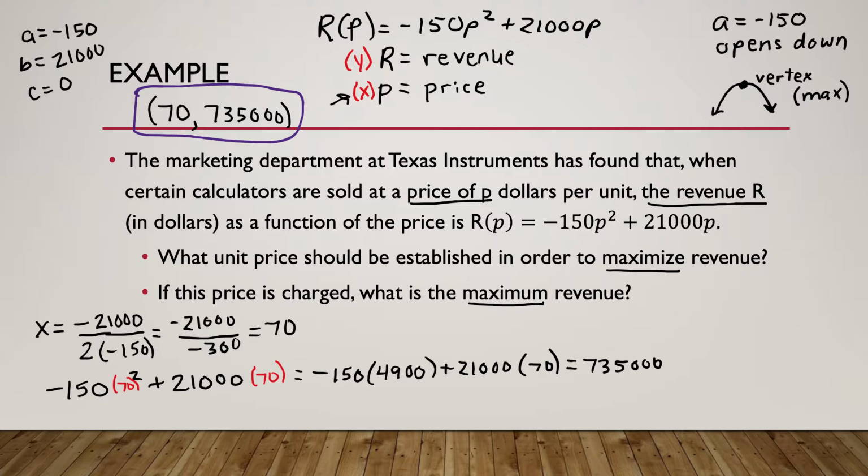So the first question says, what price? So remember that price is the p and also the x. So what is the x value in your vertex? The x value is 70.